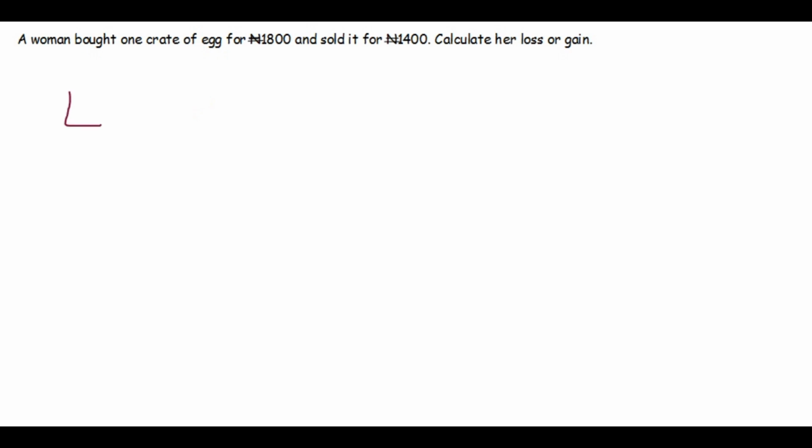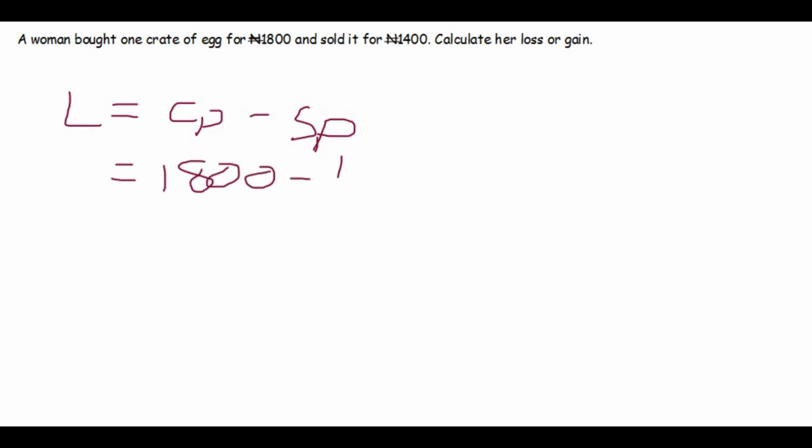So the loss is equal to the cost price minus the selling price. This is equal to 1,800 minus 1,400, and this is equal to 400 naira.